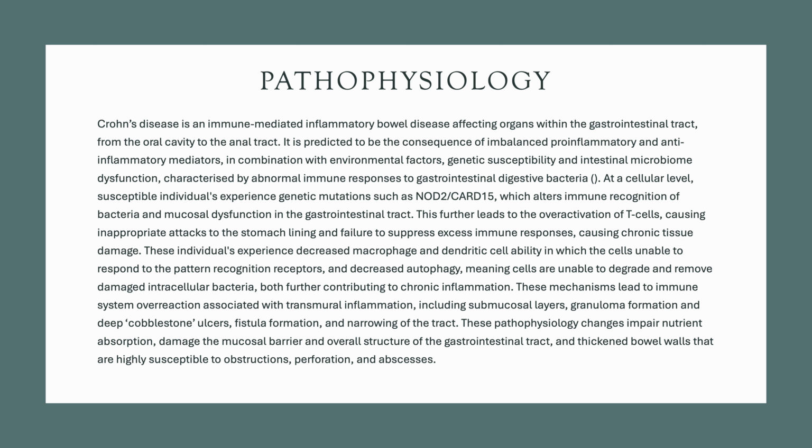These individuals experience decreased macrophage and dendritic cell ability, in which the cells are unable to respond to the pattern recognition receptors, and decreased autophagy, meaning cells are unable to degrade and remove damaged intracellular bacteria, both further contributing to chronic inflammation. These mechanisms lead to immune system overreaction associated with transmural inflammation, including submucosal layers, granuloma formation and deep cobblestone ulcers, fistula formation and narrowing of the tract.